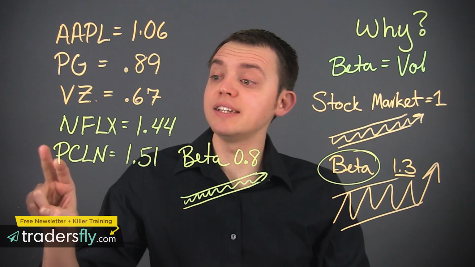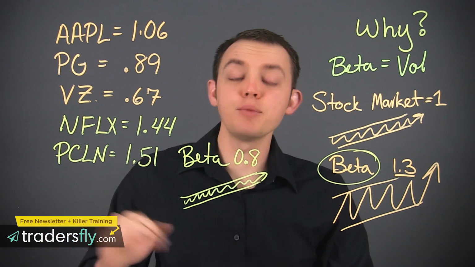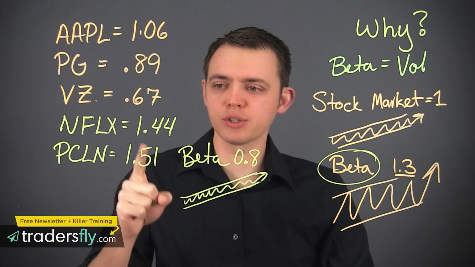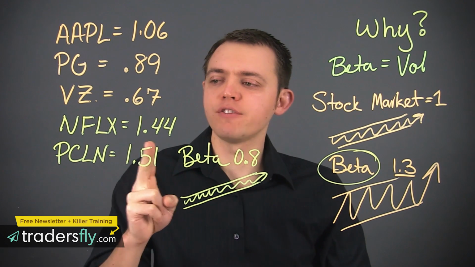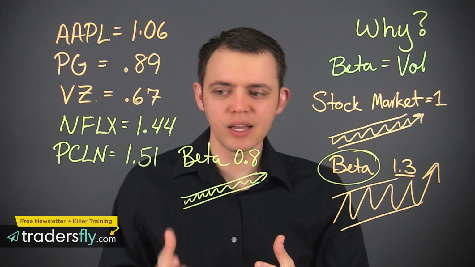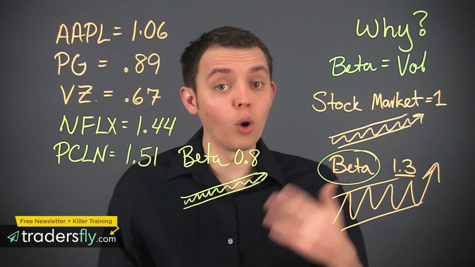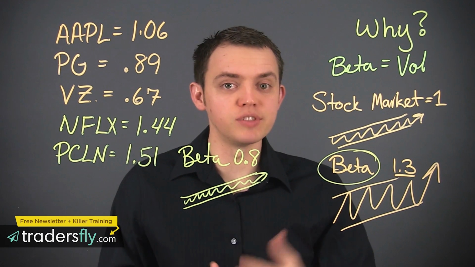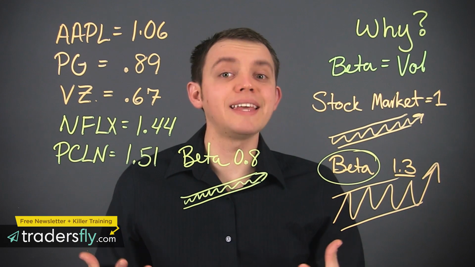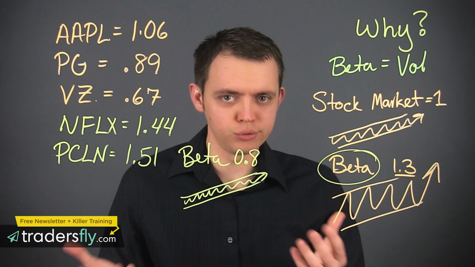Now, if we take a look at these next two, like Netflix and Priceline, they move at a higher beta than the market. So that's 1.44 for Netflix and 1.51 for Priceline, which means that they move about 51% or 44% more than the market moves in terms of volatility. So in the end, what does this mean and what does it do to help you choose stocks?